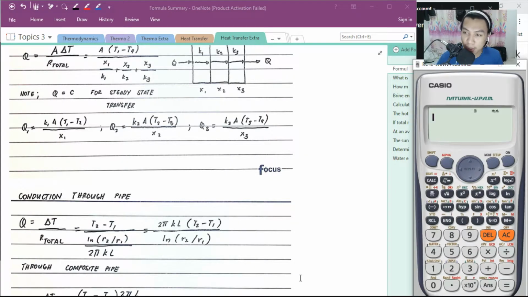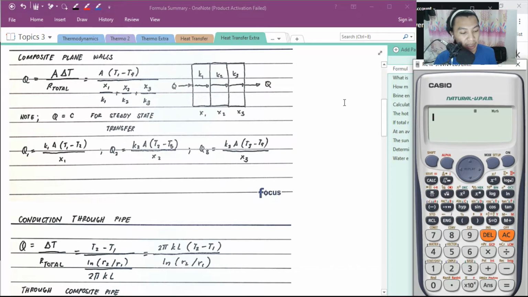Okay, so let us continue with 10 more problems, which is heat transfer extra problems na kinalap natin from sources, okay? And these 10 problems are, I think, complex problems na makikita nyo rin naman pag inyong board exam. Okay? So, let us go with these 10 problems.